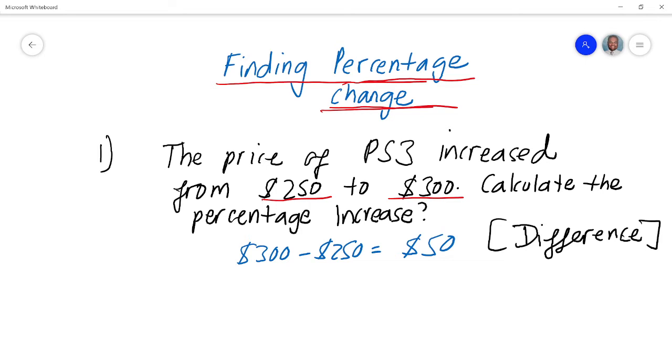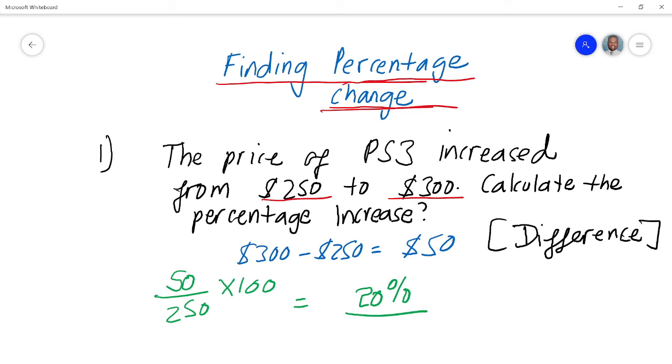So in this situation it's going to be 50 divided by 250 multiplied by 100. Because it's a percentage, you have to multiply it by 100, because the maximum percentage is 100%. So what we need to do is get the difference of 50 divided by 250 multiplied by 100, and you're going to get 20%. What that means is that is a 20% increase. So in other words, if you get 20% of 250 as an increment, that will amount to $300.